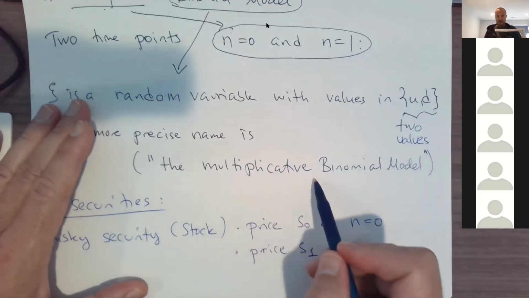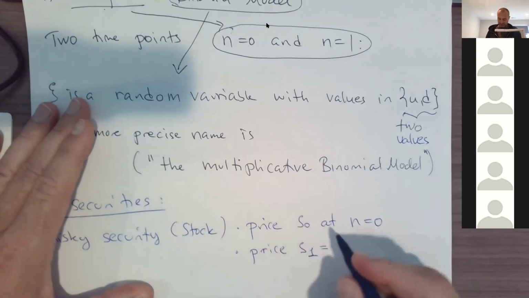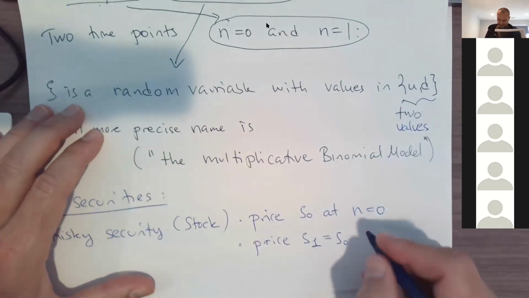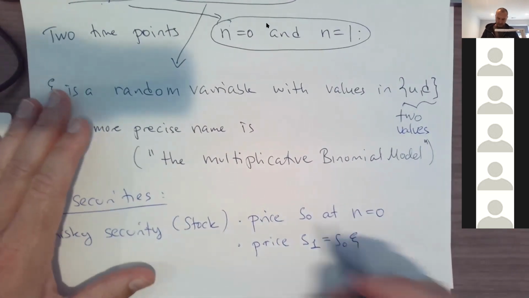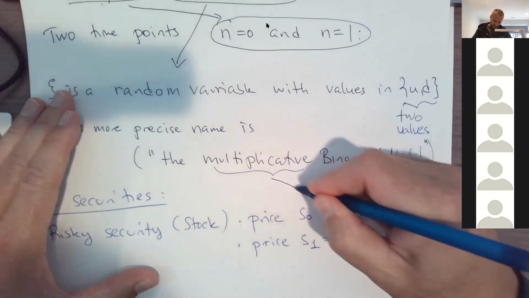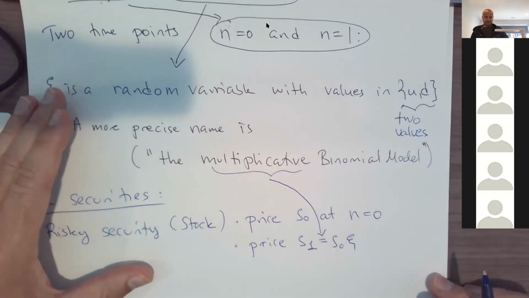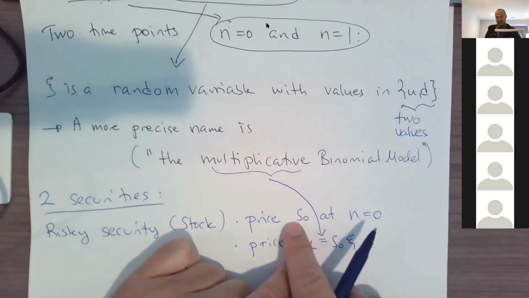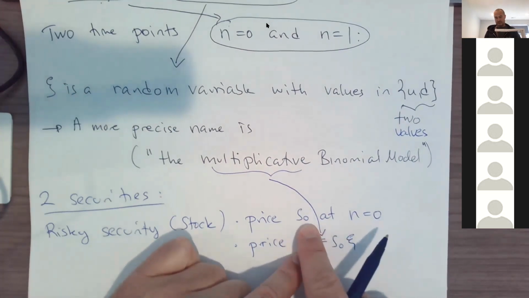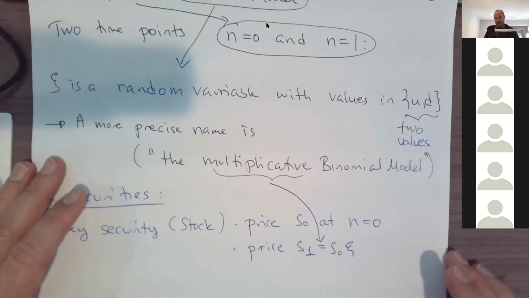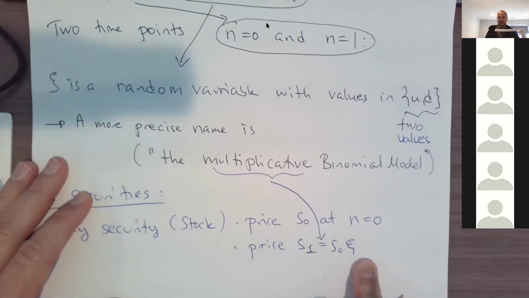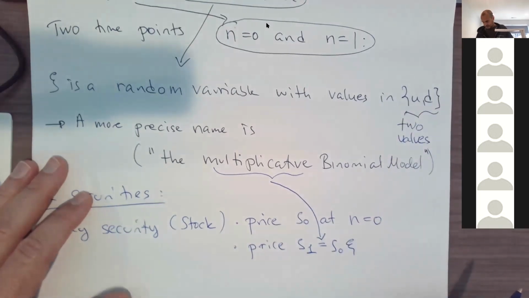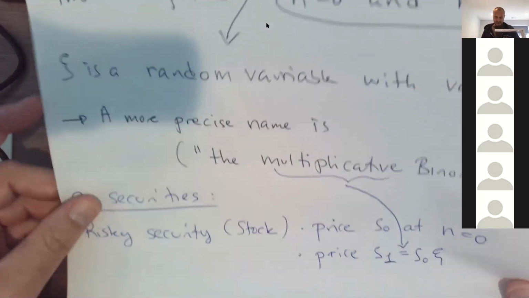And this is where the word multiplicative comes in. S1 is going to be what it was in the previous period, so that is S0, times this random variable psi. So the word multiplicative comes in from this equality sign. The first period stock price was S0, and then to get the next period stock price, you take the previous one and multiply it onto this random variable. This random variable is the thing that can take two values. Okay, so that's the risky security.